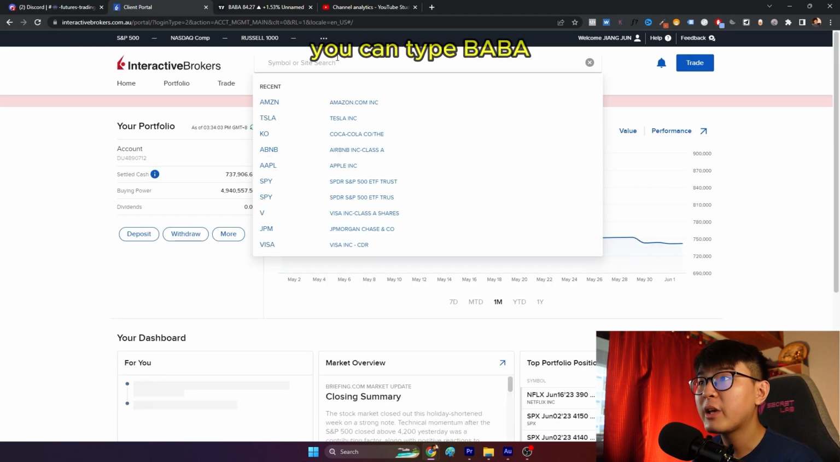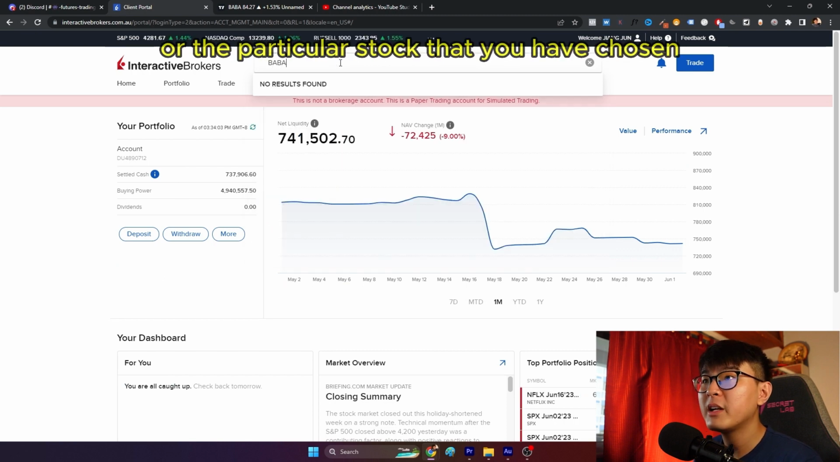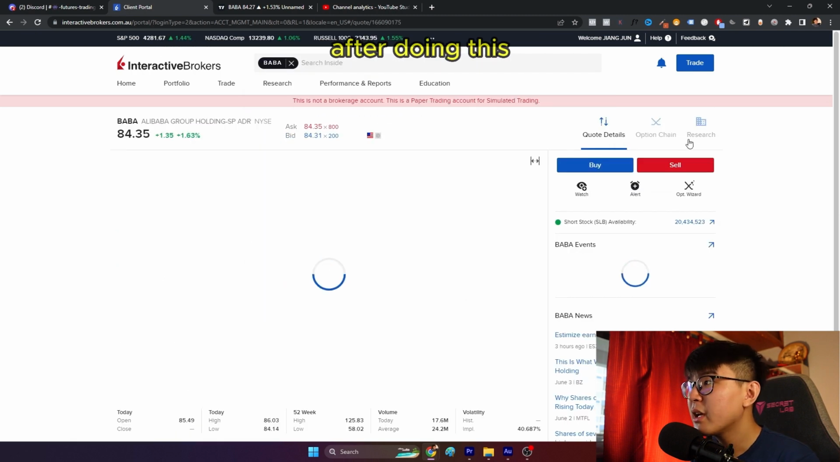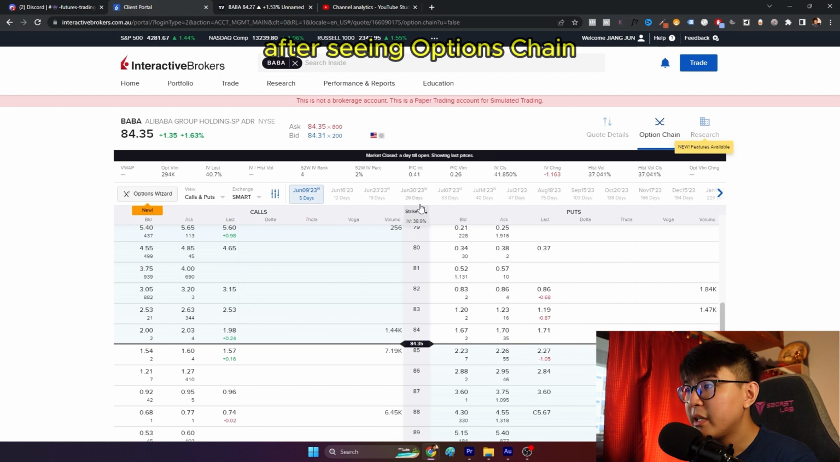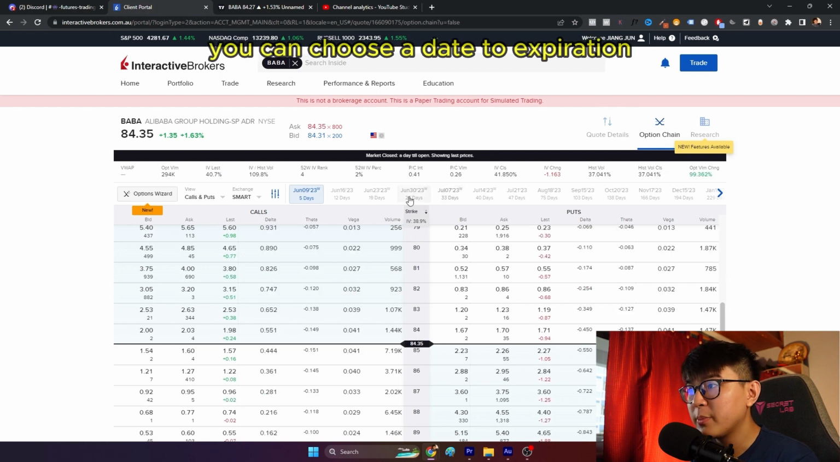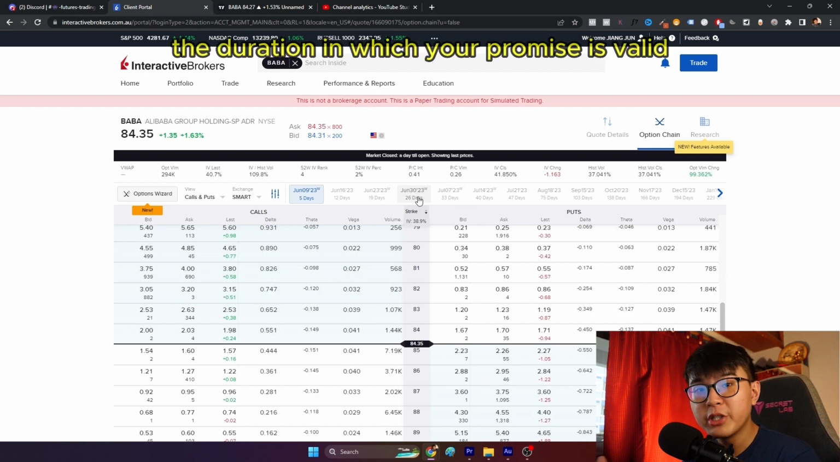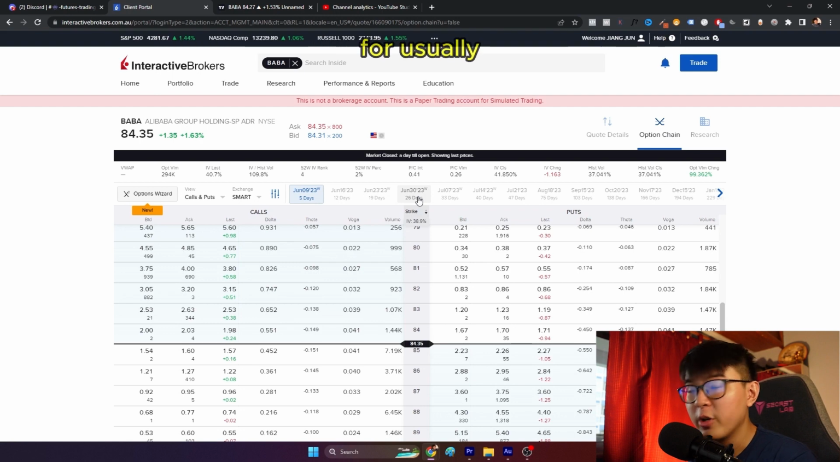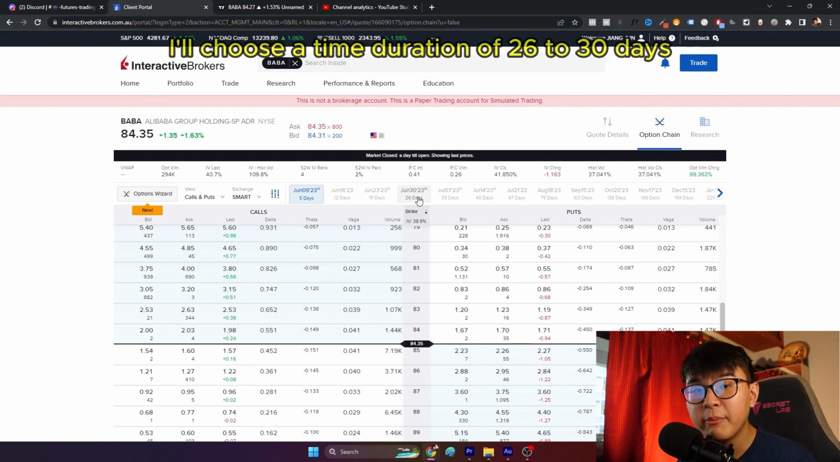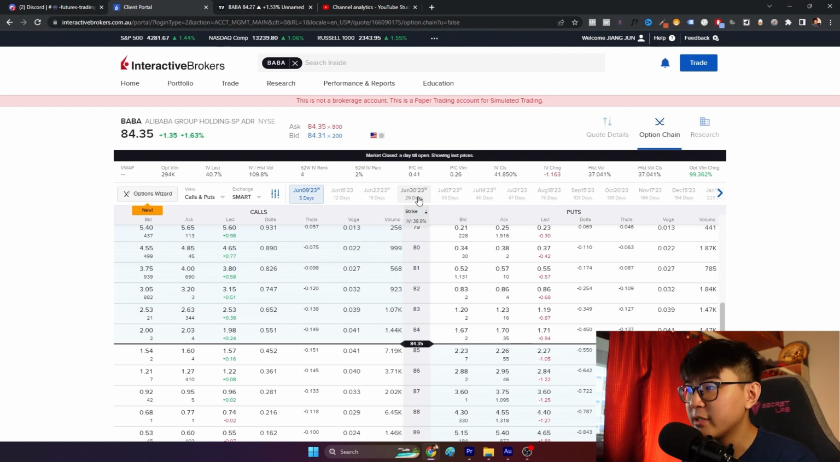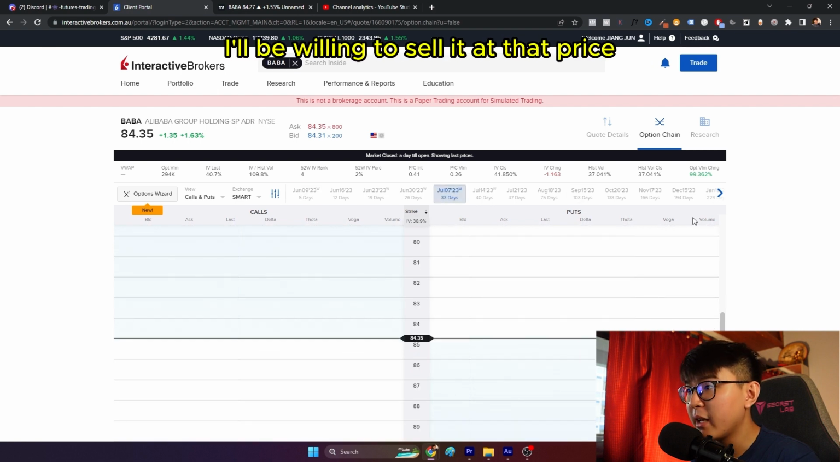Okay, first things first, you can type BABA or the particular stock that you have chosen. After doing this, click on Options Chain. After seeing Options Chain, you can choose a date to expiration. This simply means the duration in which your promise is valid for. Usually for beginners, I'll choose a time duration of 26 to 30 days. I see 33 days, I'll be willing to sell it at that price.